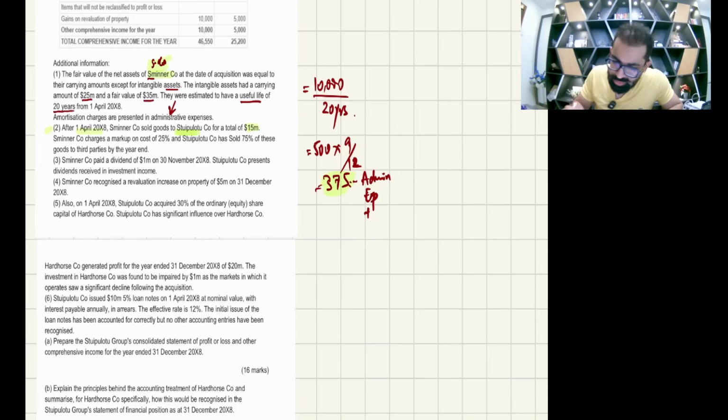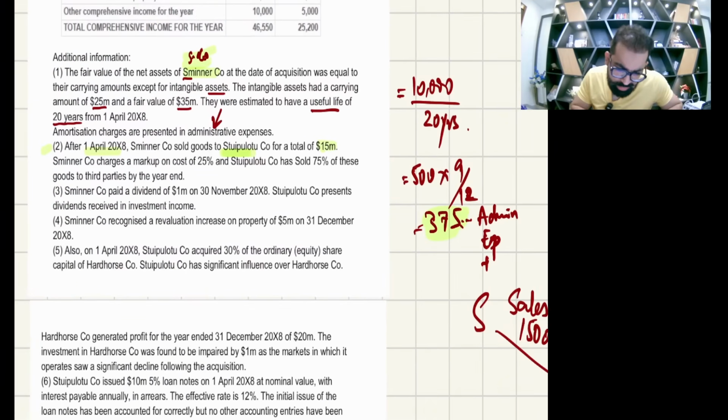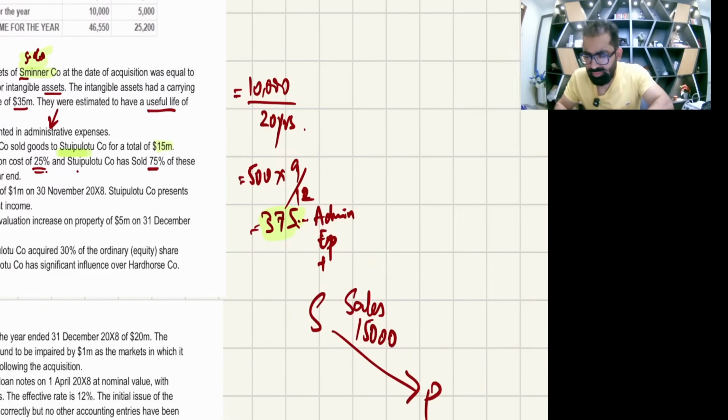So it says S to P sale, 15 million means 15,000 sales. Now they are saying that this is a very basic transaction. S company charges a markup on cost of 25%, and P company has sold 75% of these goods to a third party by the year end. So we need to calculate URP. Now wait.